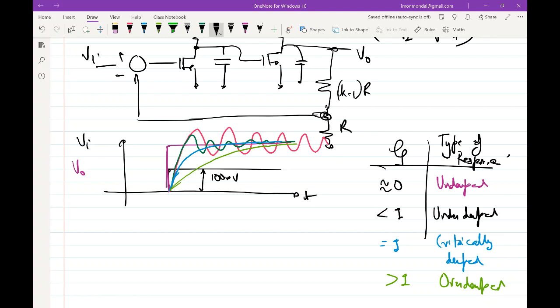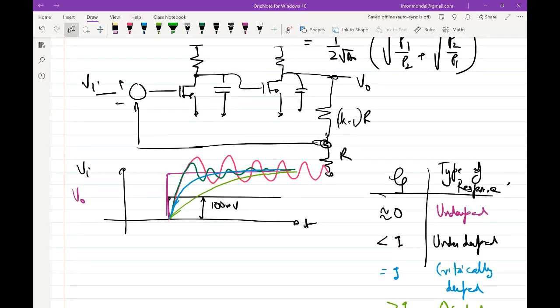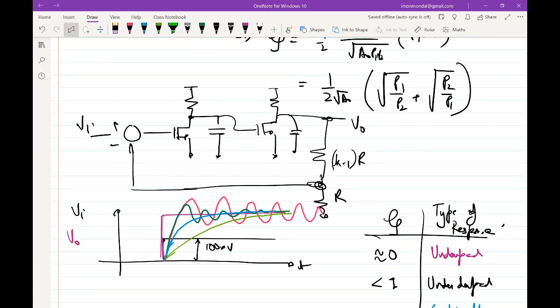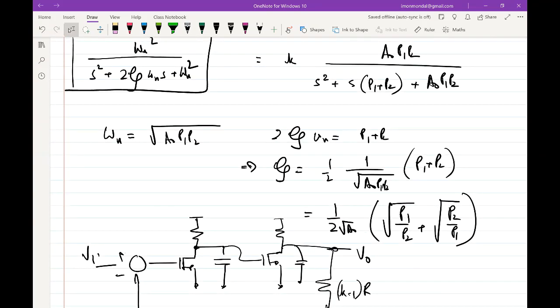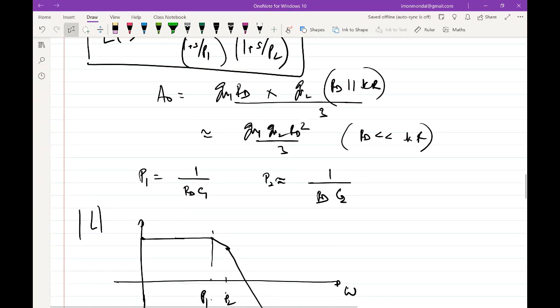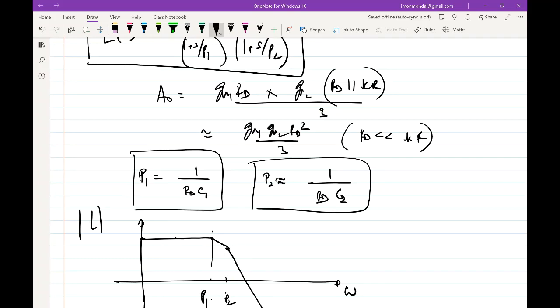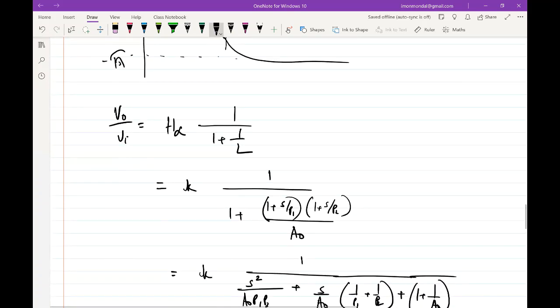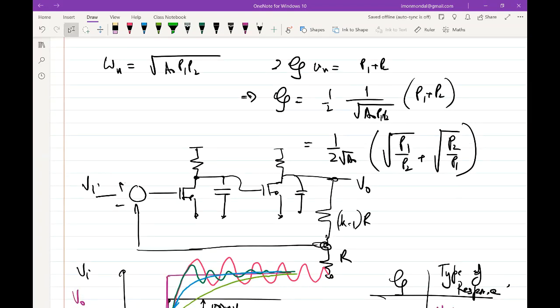Now, if you are a designer and you know this chart, what type of settling would you ideally be shooting for? Zeta equal to 1 is something that you would like, right? But in this case, if I go back to whatever we were getting, P1 and P2 were close by, because RD is the same, and C1 and C2 are similar. So P1 and P2 are close by, and A0 is very high, right? If P1 and P2 are close by, these two ratios are close to one individually. So it's essentially 1 over 2 under root A0 times 2. A0 is very high, which means zeta is close to what? Zeta is close to zero, right? Which means what's going to happen?